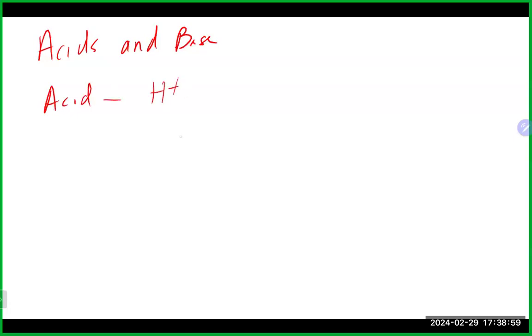Okay, we're continuing on here, chapter 13. We were talking about acids and bases last time. Remember that an acid is really something that can produce H plus ions free in solution.